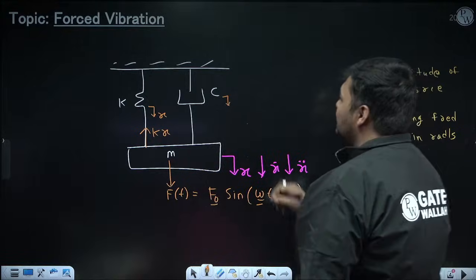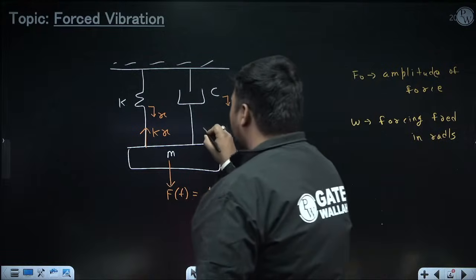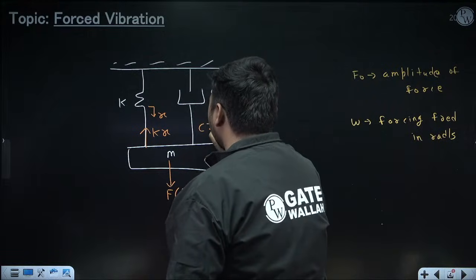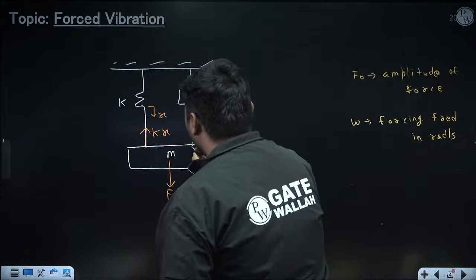And since displacement is x, velocity will be x dot. So damping force will be C, the damping coefficient, times velocity, which is x dot. Now it will be opposite to x dot. Right now x dot is downward, so it will be upward.